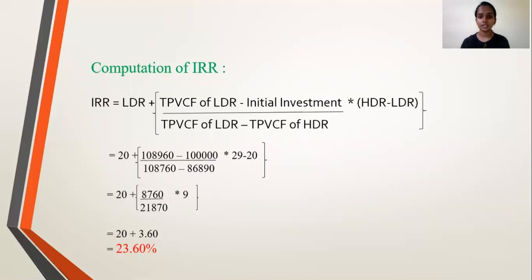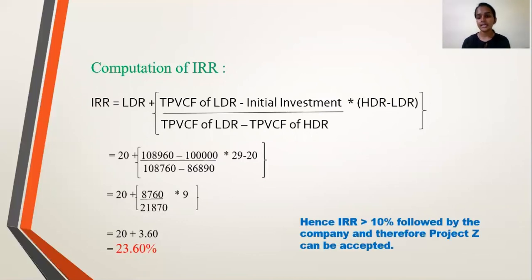So what is the conclusion? Here IRR is greater than 10%. What is 10%? The cost of capital of the company that they have decided. So it is more than 10%, which means we can accept the project Z. So that is the whole calculation for IRR.